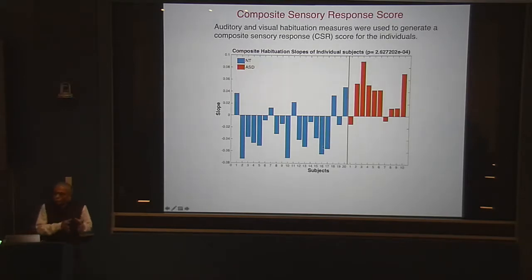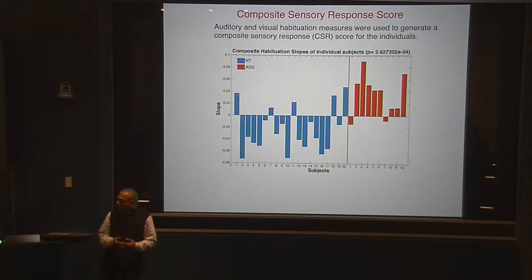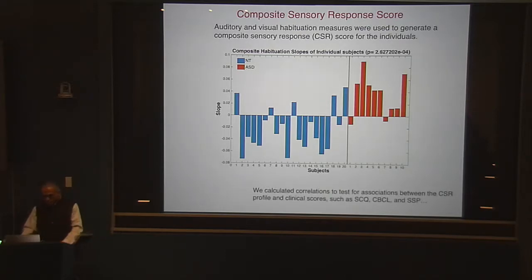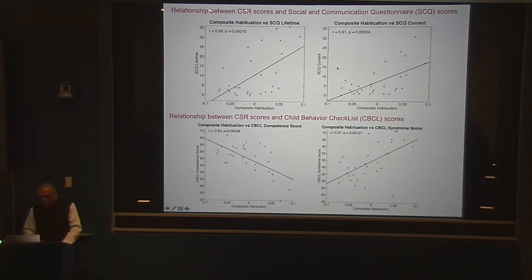And we can now use this composite sensory score to see whether it has any correlation with the clinical scores that we have for these participants. So we looked at scores across a variety of checklists, a variety of clinical instruments, such as the social communication questionnaire and the child behavior checklist.